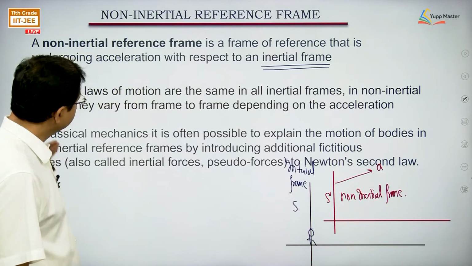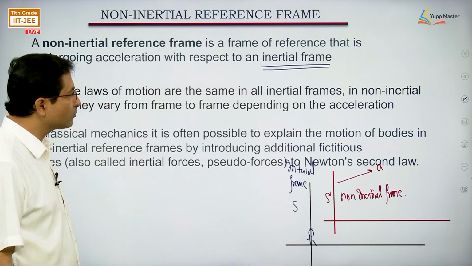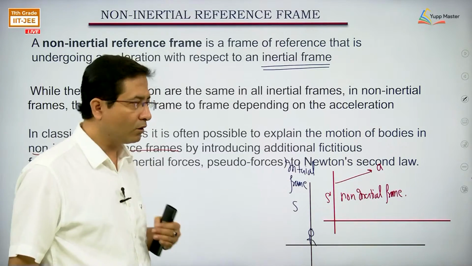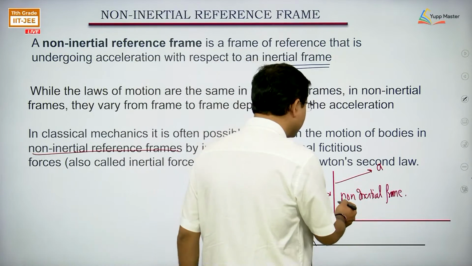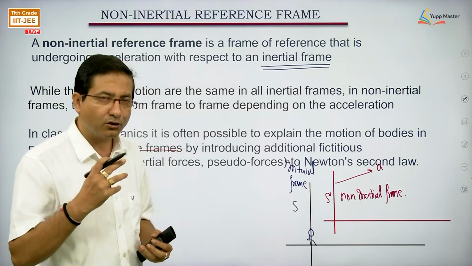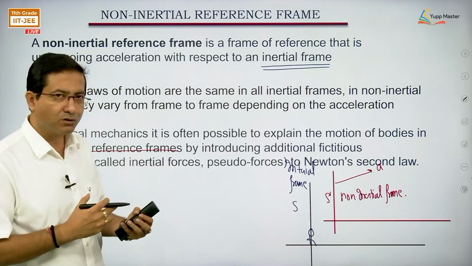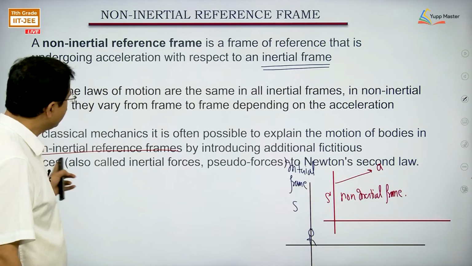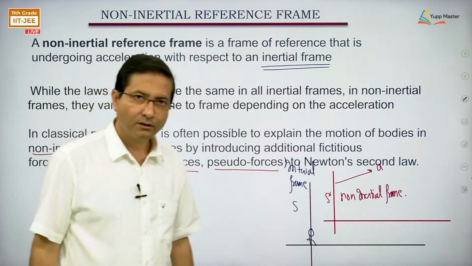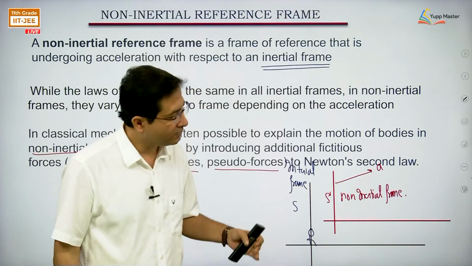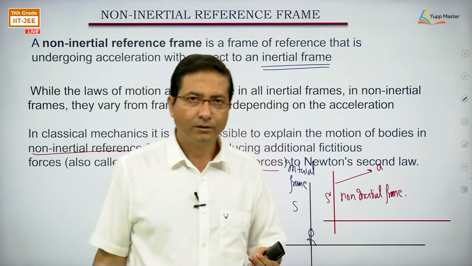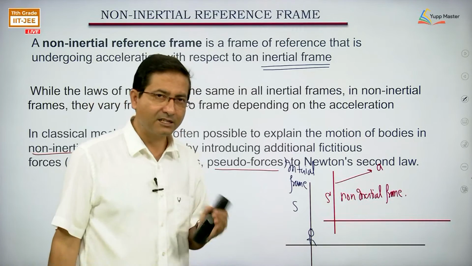Another point: in classical mechanics it is often possible to explain the motion of a body in a non-inertial frame of reference. If I want to observe the motion of the body with respect to this non-inertial frame, then I need to do a small adjustment. That adjustment will have the unit of force, which is why it is called a fictitious force or pseudo force, also called inertial force. So Newton's law is not directly valid from a non-inertial frame. If we want to apply Newton's second law or Newton's laws of motion from a non-inertial frame, I have to do a small adjustment.